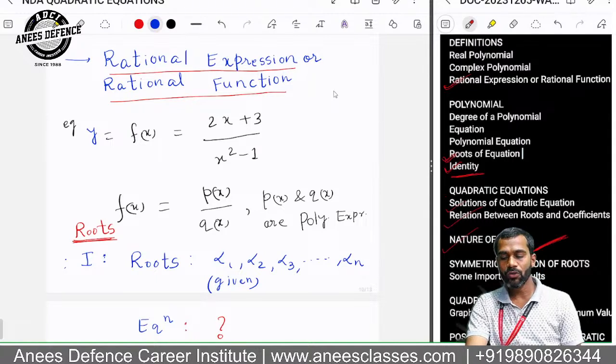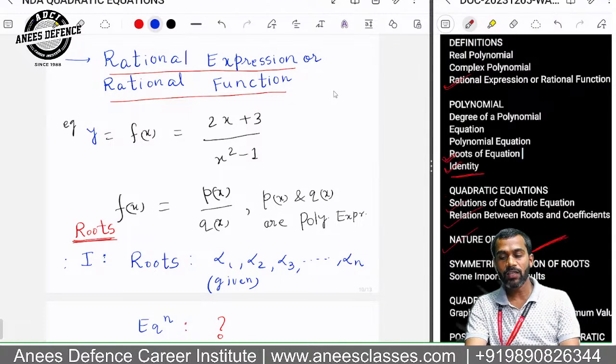So definition, although I mean till nature of roots, we have covered almost 60 to 70%. And the target of today's lecture is we need to cover till nature of roots. And we'll see so many questions. So let me quickly revise what we have covered so far.